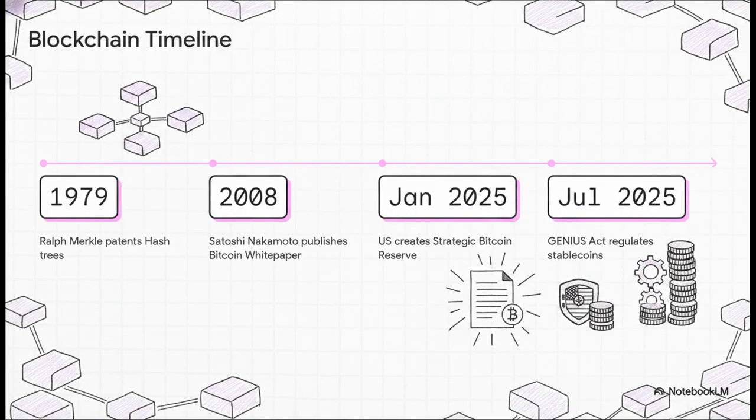Looking back, this innovation actually started way back in 1979 when computer scientist Ralph Merkle first patented hash trees. Fast forward to 2008, and the pseudonymous Satoshi Nakamoto publishes the now legendary Bitcoin white paper. And now let's jump to some major recent legislative milestones in the United States. In January 2025, the U.S. government signed executive orders that paved the way for a strategic Bitcoin reserve. Then, just a few months later, in July 2025, the Genius Act was passed to officially regulate stablecoins.